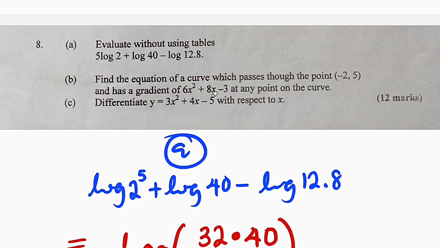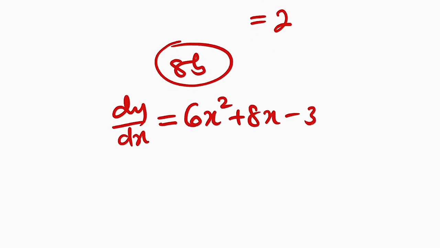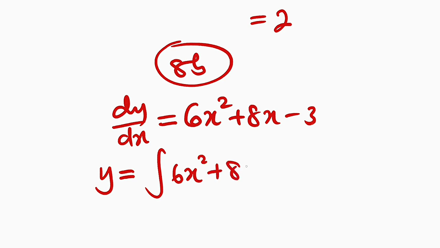So what is this gradient? This gradient is nothing but dy over dx. So if dy over dx is equal to 6x squared plus 8x minus 3, to find y, we are going to integrate both sides with respect to x. Therefore, if you do the same thing to the left hand side, you have y, and we have to integrate 6x squared plus 8x minus 3 with respect to x.